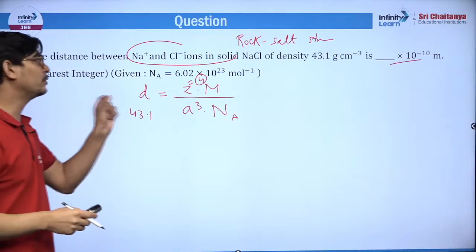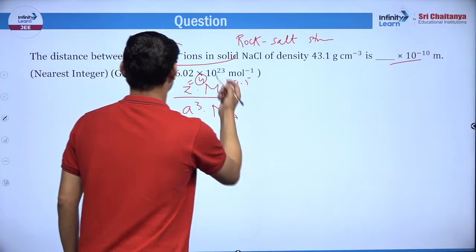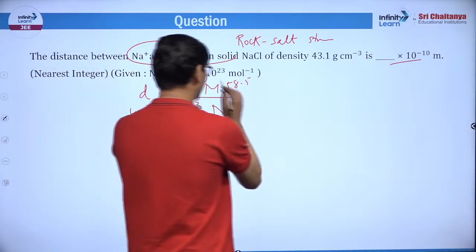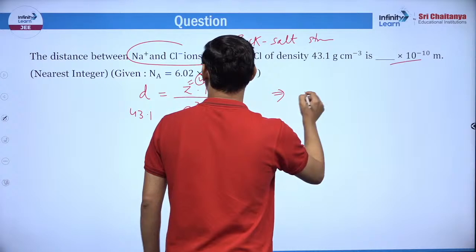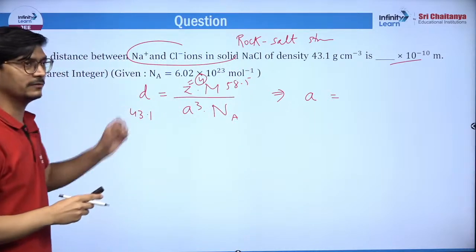So there are basically 4 units of NaCl. Molar mass 58.5 and Avogadro number is given as 6.02 × 10^23. So you substitute these values and find out the value of a, the edge length. A little bit lengthy calculation it will be.